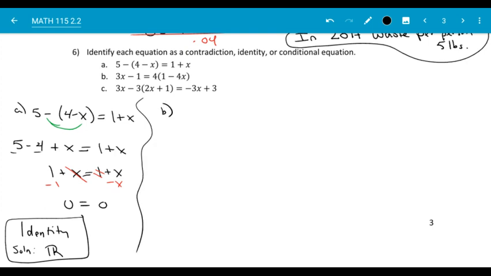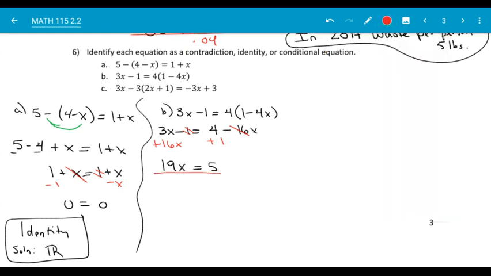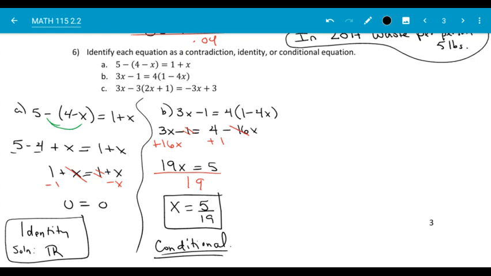Then if we look at part B, they start us off with 3x minus 1 equals 4 times 1 minus 4x, which says 3x minus 1 equals 4 minus 16x. So if we add 16x to both sides and add 1 to both sides, we would have 19x equals 5. Divide both sides by 19, and we have x equals 5 over 19. That is the one unique solution. That means this is conditional as far as answering their question.